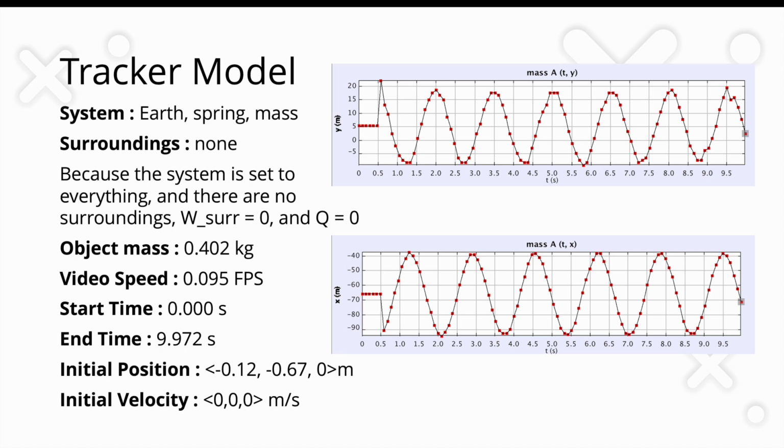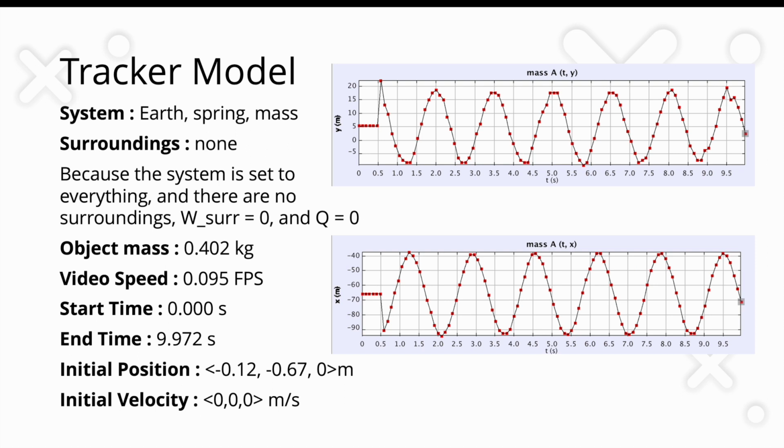So the results of our tracker model are plotted here. For this, our system is the Earth, the spring, and the mass, which in this case we consider to be everything. So that means that there are no surroundings. And so because the system is set to everything and there are no surroundings, work done by the surroundings on the system is equal to 0 and Q equals 0.